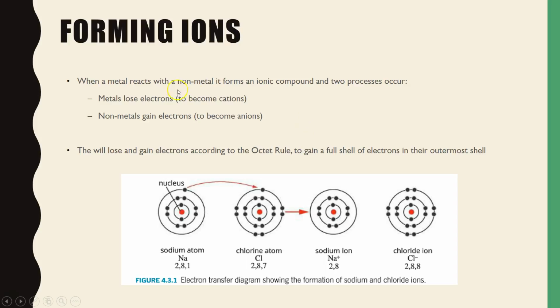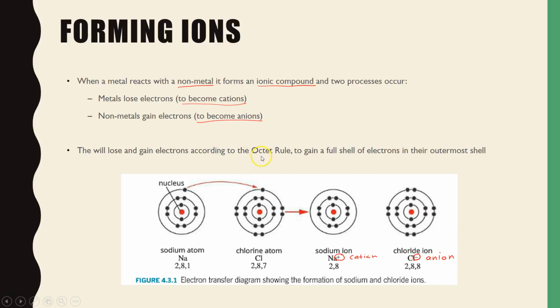When a metal reacts with a non-metal, it forms an ionic compound. We already discussed that last lesson. This is just a summary of what we did. Metals will lose electrons to become cations, and non-metals will gain electrons to become anions. When they lose the electron, they become positively charged. When they gain the electron, they become negatively charged. So here's the positively charged cation, having lost an electron, and here's the negatively charged anion, having gained an electron.